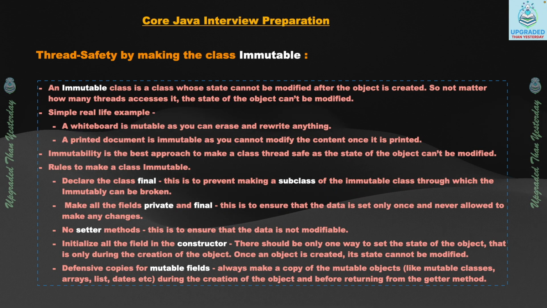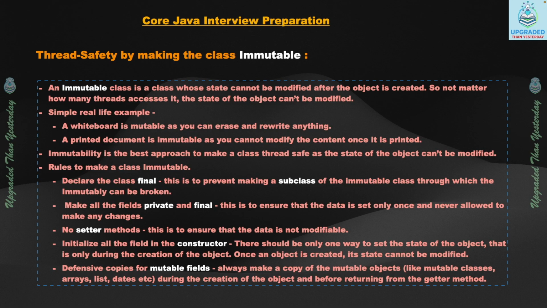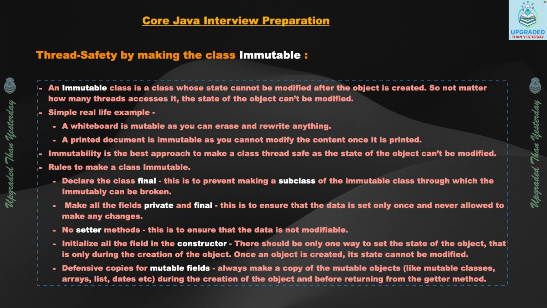Rule number 4. Initialize all the fields in the constructor. There should be only one way to set the state of the object. That is, only during the creation of the object. Once an object is created, the state of the object cannot be modified. Rule number 5. Deep copy or defensive copies for mutable fields. Always make a copy of the mutable fields like mutable classes, arrays, lists, date, etc. during the creation of the object and also before returning from the getter methods.